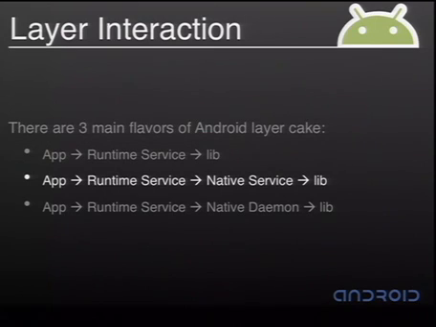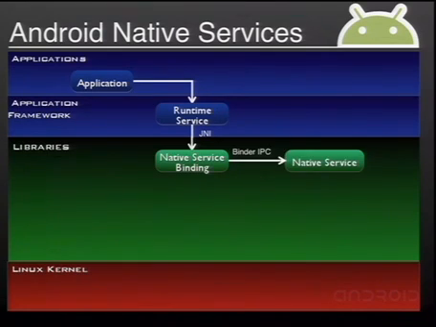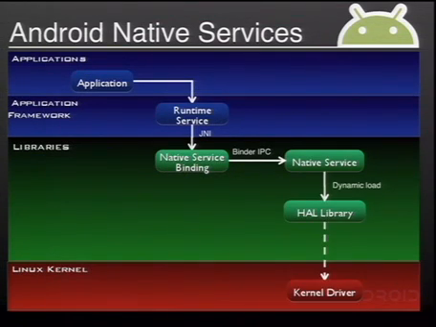So the second variation of layer cake that we have in Android is the app calling a runtime service, calling a native service, and then calling a library. So we have the same basic structure that we started with earlier, except now we're doing another binder IPC call to a native service, which will do a dynamic load and talk to the kernel driver.